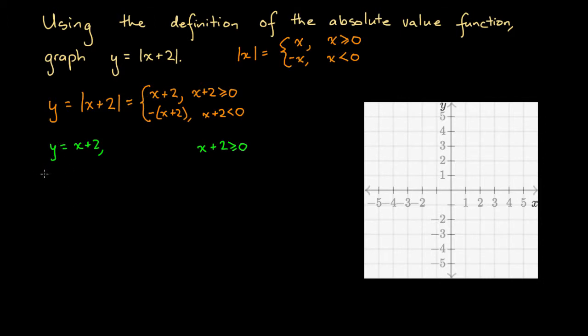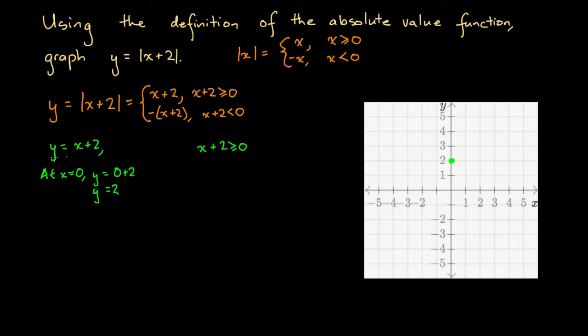So to find the y-intercept, we could say at x equals 0, that defines the y-intercept, we get y equals 0 plus 2, because x equals 0. So that's just y equals 2. So this is one point. Let's go ahead and graph this on the graph. So we've got x equals 0, y equals 2. So x equals 0, 0 units left and right of the origin, and 2 units up.